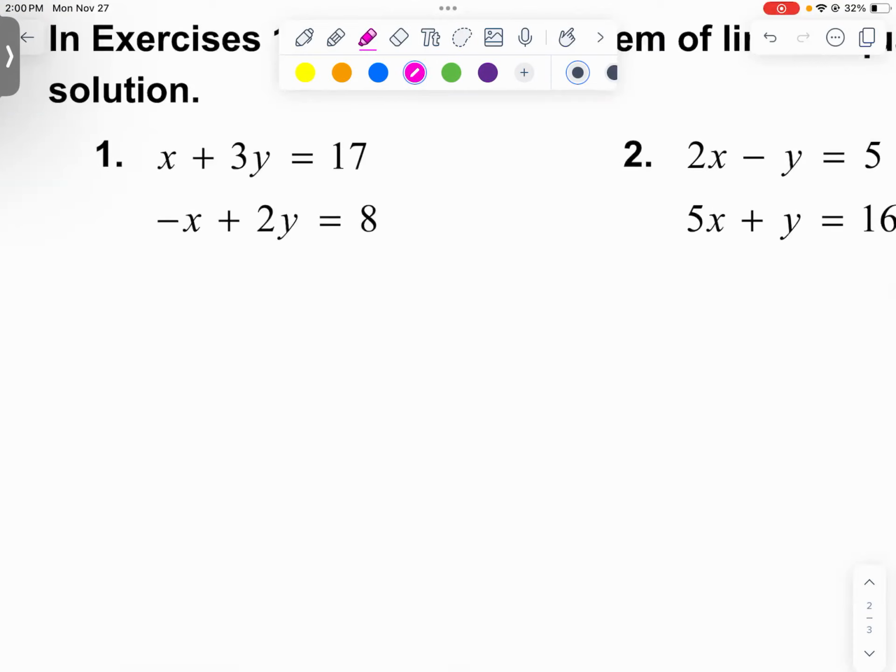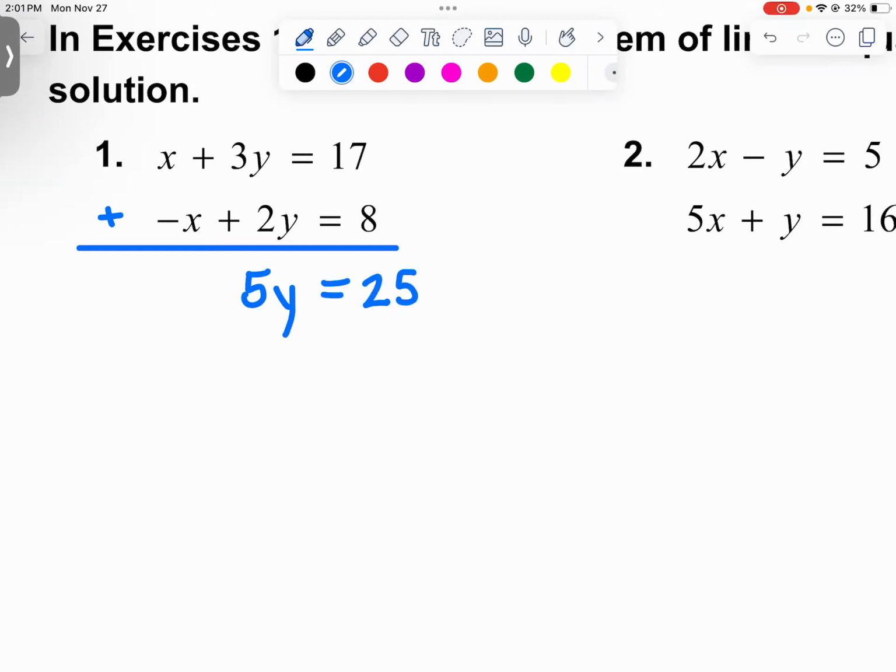Let's look at number 1. Okay, what do you notice? The x's are opposite. So if we wanted to use elimination, we could add these two together. And Kari said the x's will cancel out. Since the x's are opposite, when we add these two equations together, we get 5y equals 25.